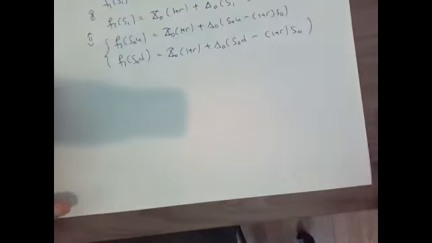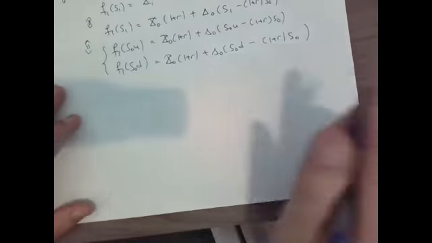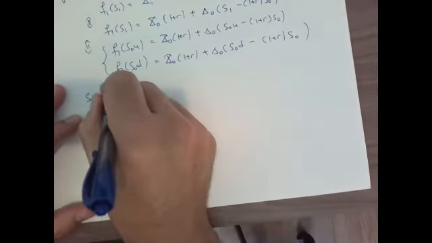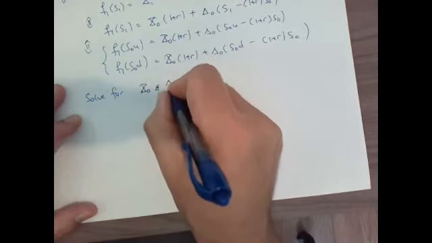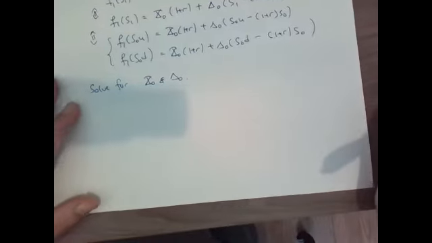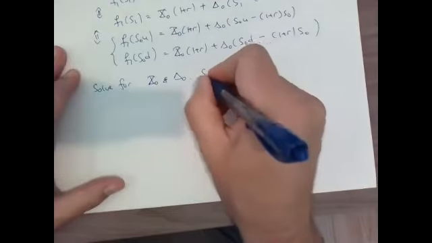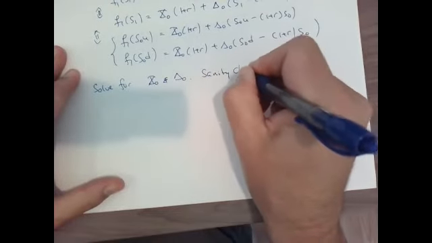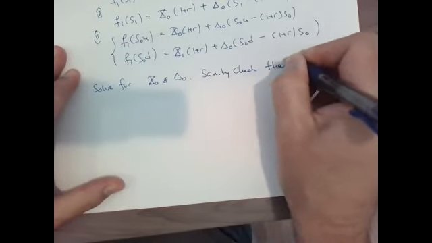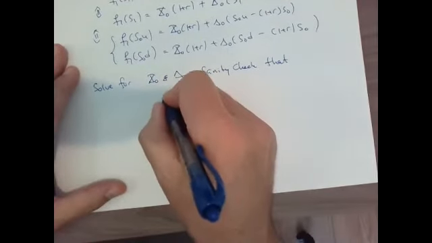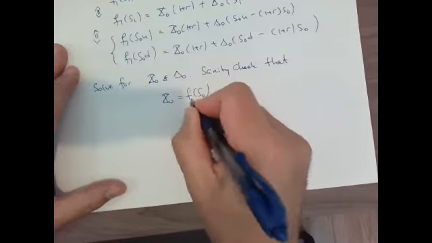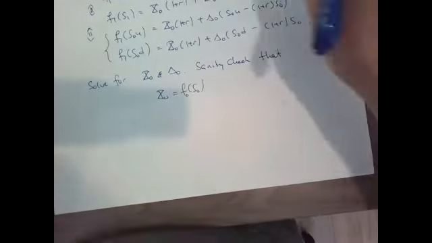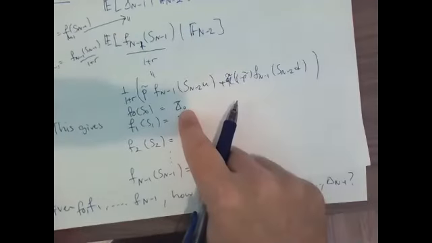So now we solve for X_0 and delta. And then you do the sanity check. Sanity check that the solution you're going to get for X_0 is exactly the function that you have over here as well.